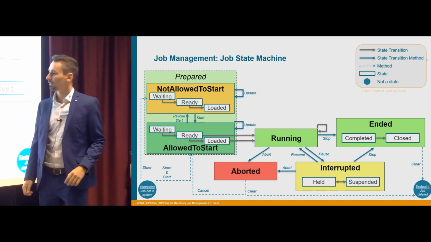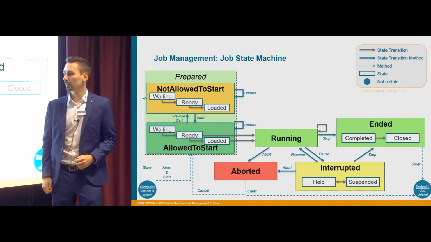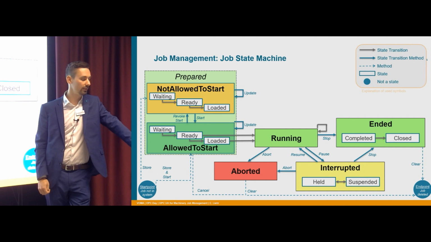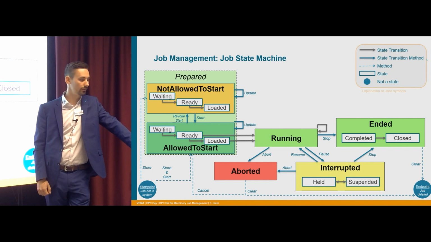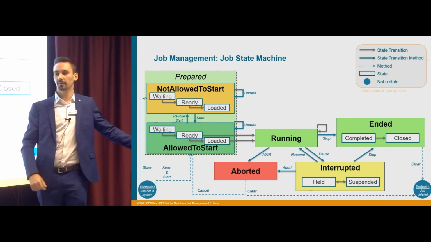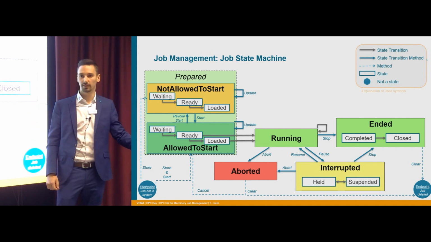So as you can see on the left side, we have the possibility to store or store and start a job. And depending on which method we use here, the status of the job is not allowed to start or allowed to start. If a job is in the state of allowed to start, the machine may automatically start this job, for sure depending on the resources the machine has and depending on the priority of the job. So if you push 5 jobs into the machine, then for sure the job with the highest priority will start.